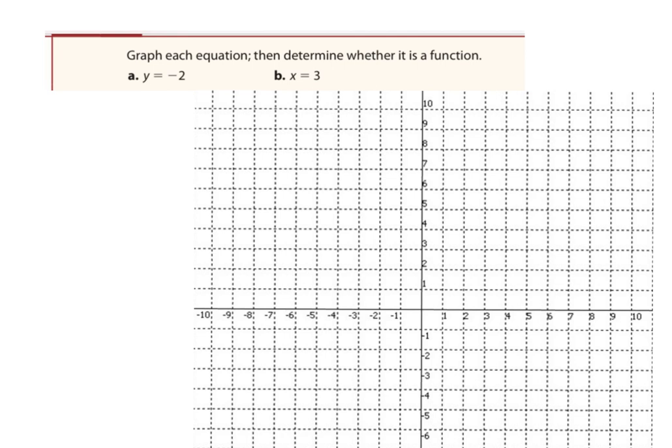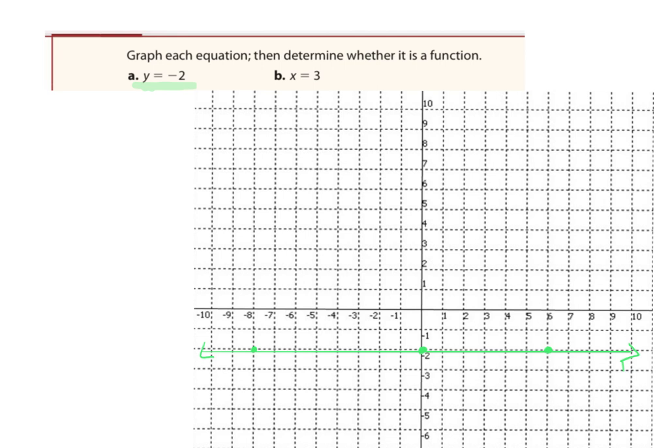So if I am at 0, my y value is -2. If I am at 6, my y value is -2. If I am at negative 8, my y value is negative 2. Y equals a number will always be a horizontal line at that number. All right, and so I go to negative 2 on my y-axis, and I just draw a line. It will be this horizontal line. That is the line y equals negative 2.